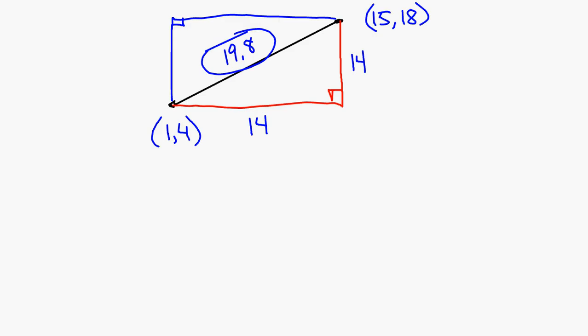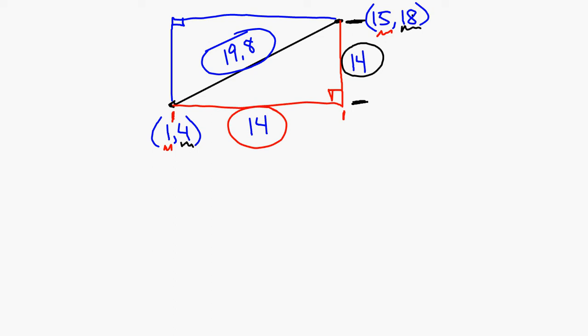They are your vertical change. Vertical change comes from the difference in your y values. The difference between 18 and 4 is 14. Horizontal change comes from the difference in the x values. The difference between 1 and 15 is 14 as well.